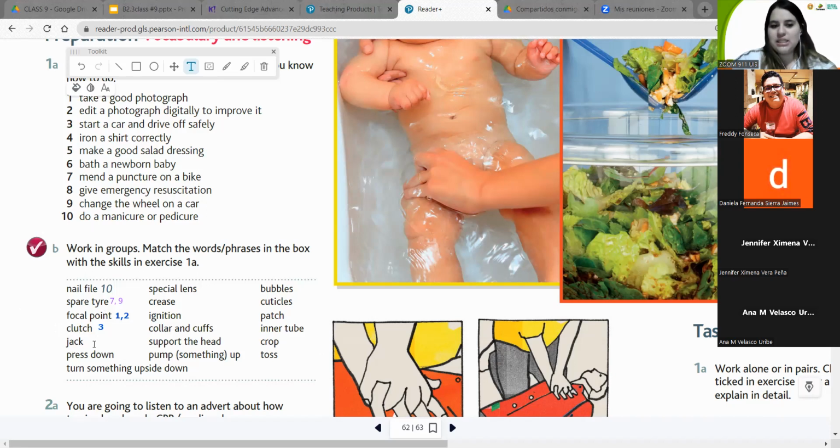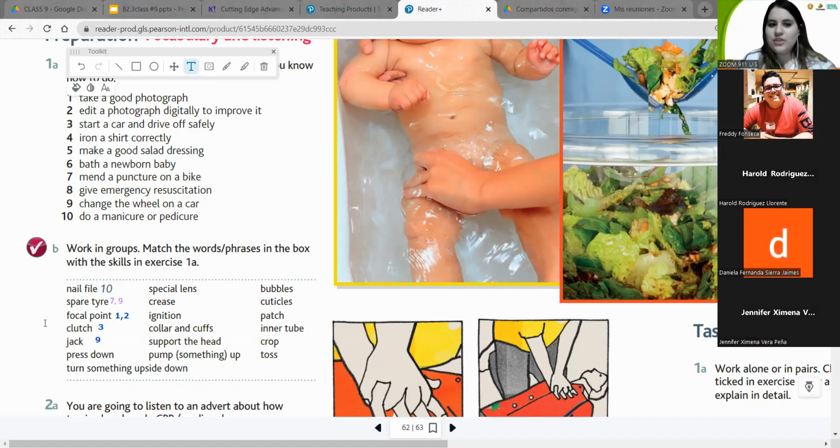Jack. What is jack? For which skill? Number 9. What is the meaning of jack? Como gato, el que se utiliza. El gato. Yes, el gato.